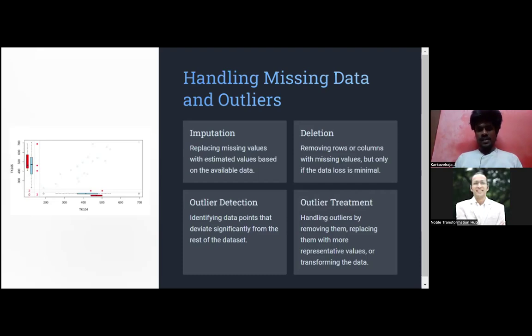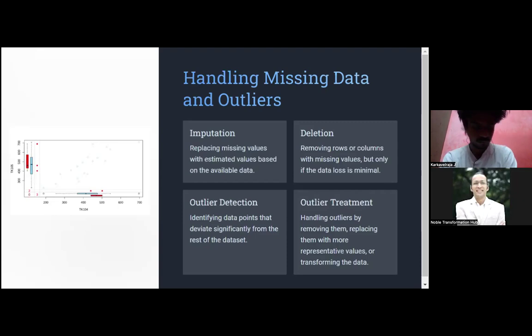Okay, so yes sir, over to you. Yes, handling missing data and outliers. First, we need to do imputation, which is replacing missing values with estimated values based on the available data. Then we have to do deletion, removing rows and columns with missing values, but only if the data loss is minimal. So your data loss should be minimal when you are going for deletion.